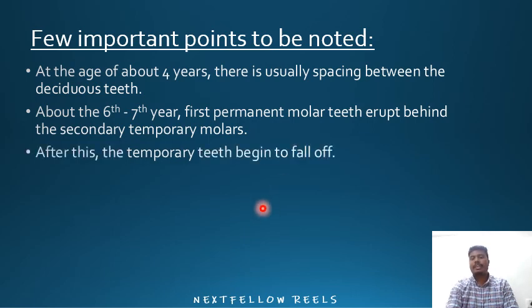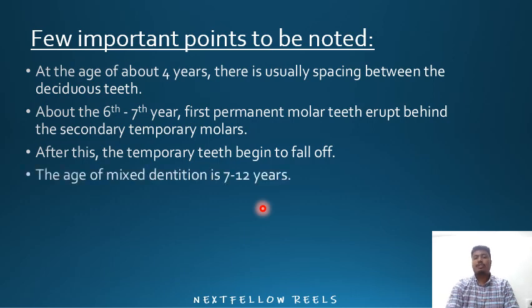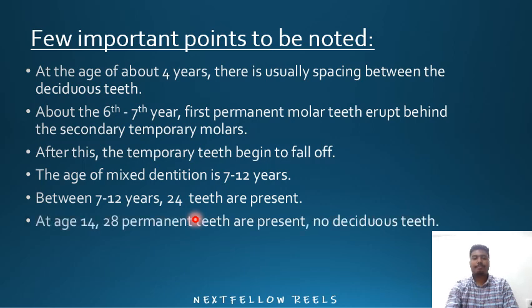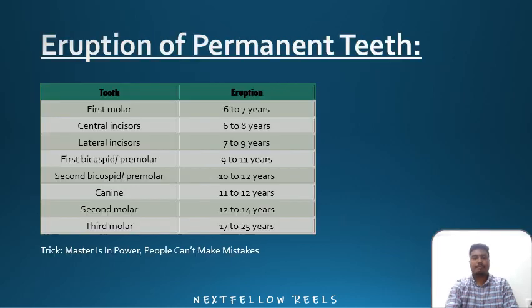After this, the temporary teeth begin to fall off. So the age of mixed dentition is 7 to 12 years. This is an MCQ question. Between 7 to 12 years, 24 teeth are present. At the age of 14, 28 permanent teeth are present and there is no deciduous tooth.